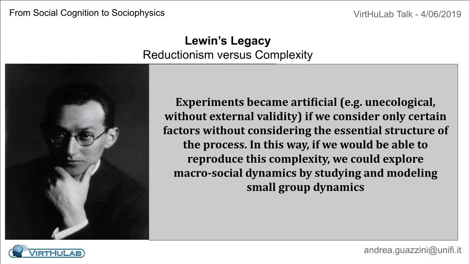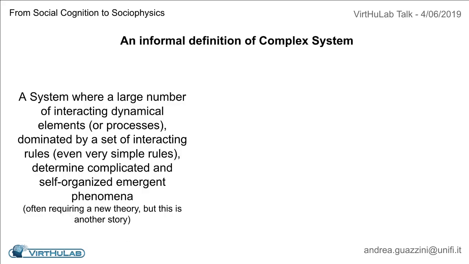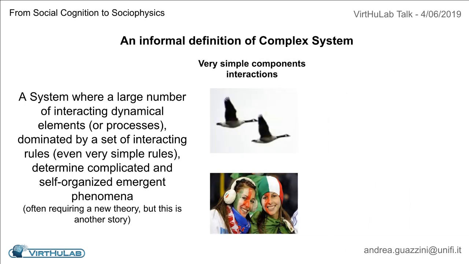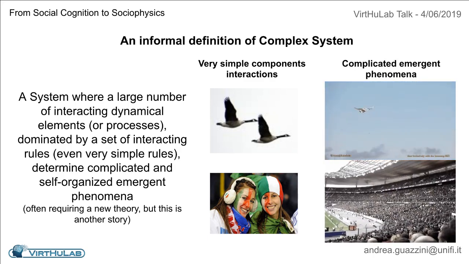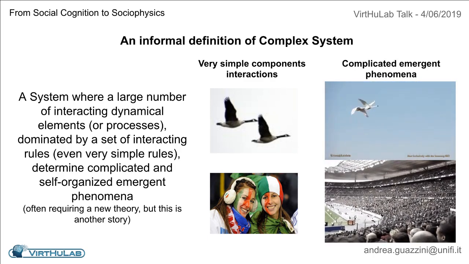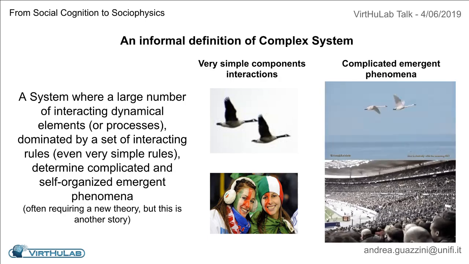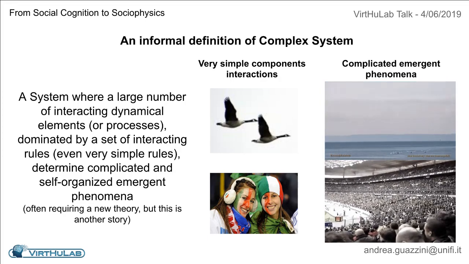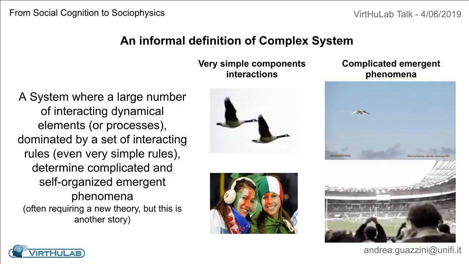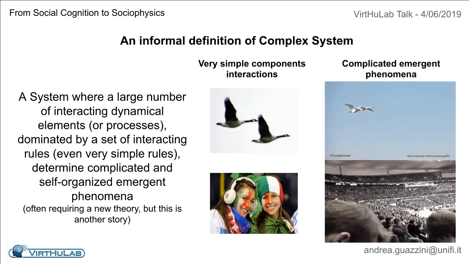So far we explored some building blocks of the sociophysics framework, but in order to go ahead, a definition of what a complex system is, and why the mathematics behind this concept is so important for the psychosocial modeling of sociophysics systems is required. To define a single complex system is very easy, while providing a very general definition of this entity could remain elusive and challenging. A system where a large number of interacting dynamical elements, or processes, dominated by a set of interacting rules, even very simple rules, determine complicated and self-organized emergent phenomena.